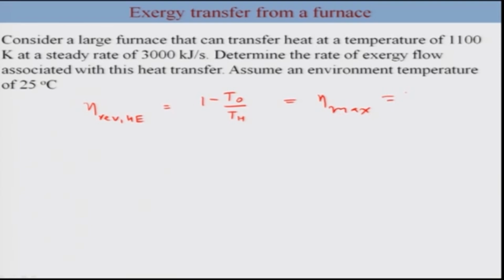Okay. So, you can put down the values here: 298 Kelvin divided by 1100 Kelvin, and this turned out to be 72.9%.